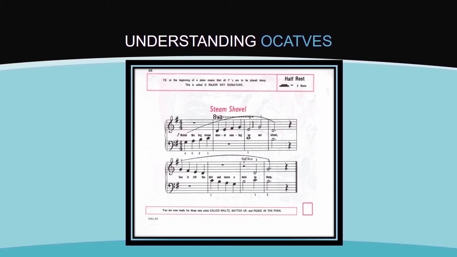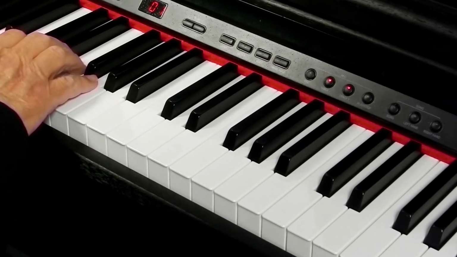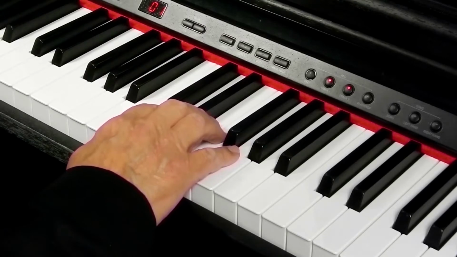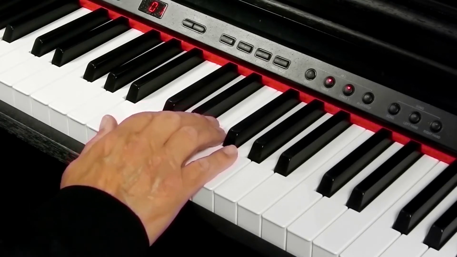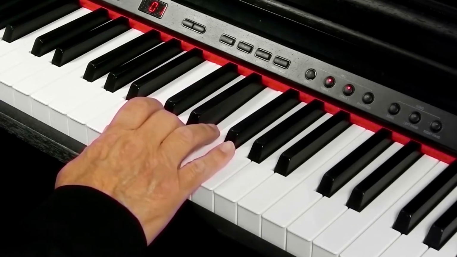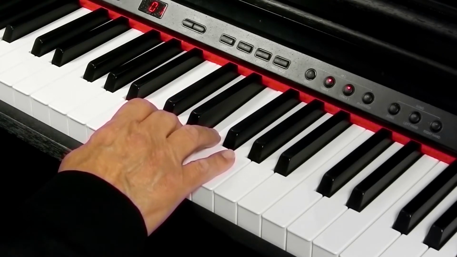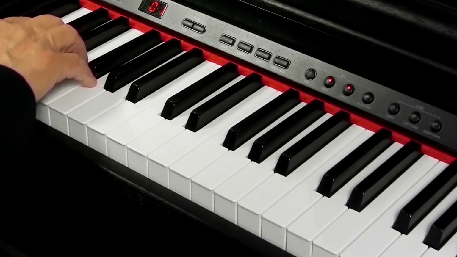Let's demonstrate it by looking at the keyboard. It is written as D above middle C. However, it's played one position higher because of the move an octave up sign. Now, because the sign ends after the E, then we go back to the normal location.